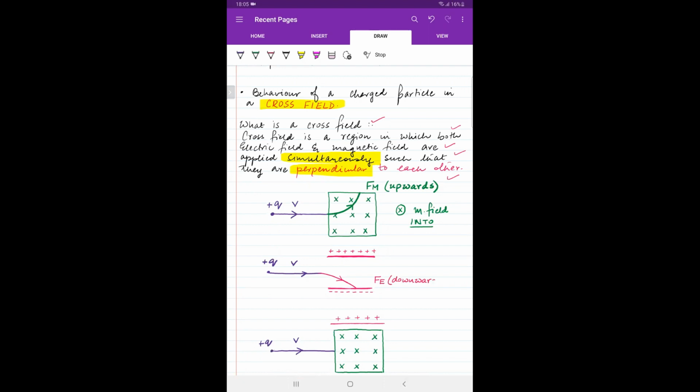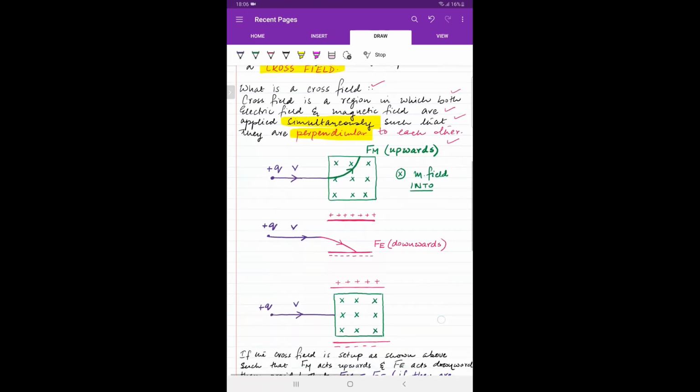Remember this for a little while. Magnetic force causes the upward deflection and electrical force causes the downward deflection. Now, if you look at the third diagram, I think you would agree that now I have made the cross field in the third diagram.